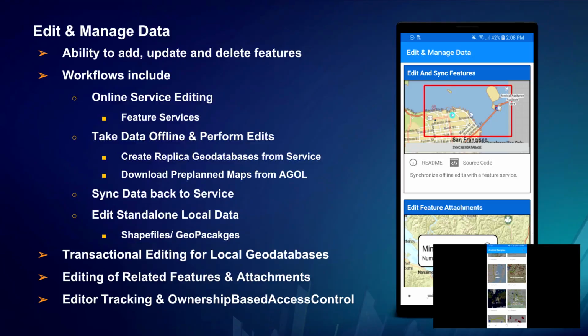So what transactional editing means is, if you're working with a local geodatabase where you took the map and data offline and then started editing, you can now edit things in a transaction. You can start edits, perform some edits, and if you don't like the edits that you made, you can roll back your edit to the last point where you started your editing.